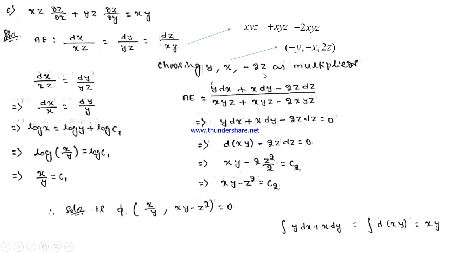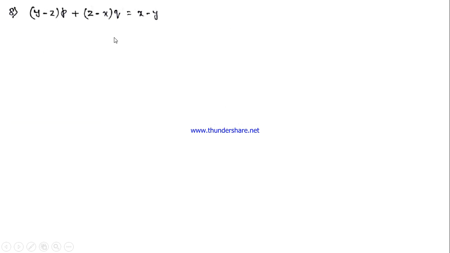All these represent the same multipliers, and don't treat them as different sets of multipliers. I hope you people are comfortable with this. As we go further and discuss some more problems, you will be more clear with this. Let me consider my next example, and it is in standard form.